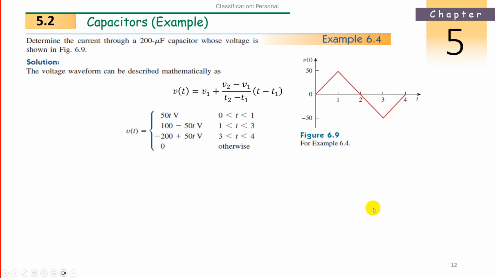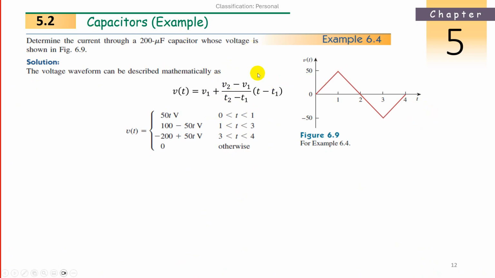What is T1? 1. So t minus 1, times minus 50. So minus 50t plus 50, and here plus 50 from V1. So 50 plus 50 is 100, and the remaining is minus 50t. This is the second one: 100 minus 50t.